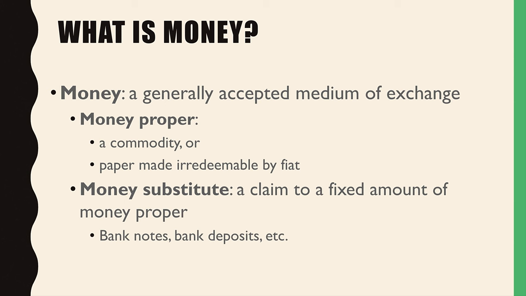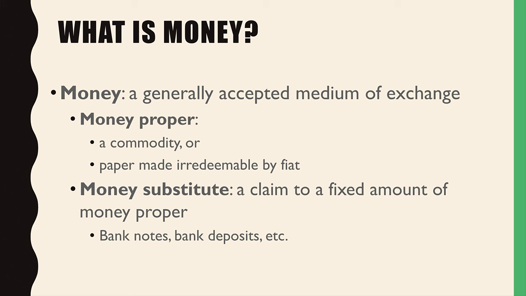Most of us just use money substitutes for buying goods and services, right? We don't write checks anymore, but we do have debit cards, you could say. We'll talk about that. So examples of money substitutes: banknotes, bank deposits, and so on and so forth. The money substitutes are what we really use when buying goods and services, but the money proper is fundamentally what we actually think of as money. This is important.